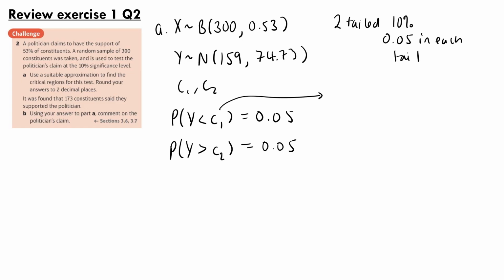This is going to be our lower critical value, and we can find that using the inverse normal function on your calculator. So inverse normal, the area is 0.05 to the left. That will look something like this on the bell curve. Here is the mean, which is 159. The values we're looking for are this value here and this value here, so that's C1 and that's C2. This area here is going to be the 0.05, and this area here also.